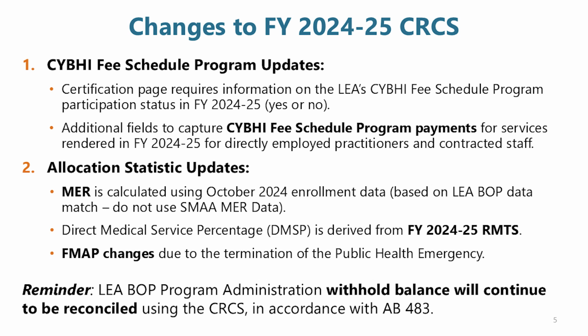Next, there are some updates on the allocation statistics for fiscal year 2024 to 25. We just discussed the fact that the MER must be calculated using October 2024 enrollment data. So note that you cannot use MER information that is obtained for the SMAP program since the populations are not the same between the two programs. The DMSP is based on fiscal year 2024 to 25 RMTS results, which are not yet final and will be published after they are submitted to DHCS at the end of December.